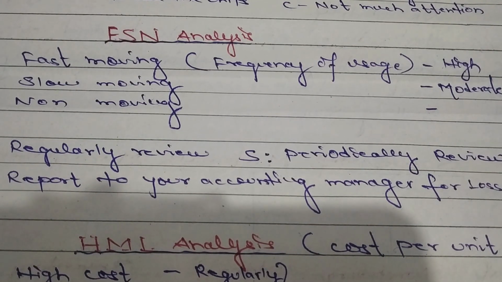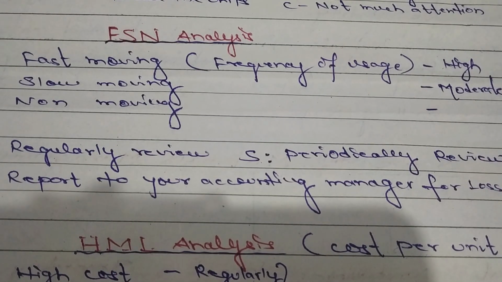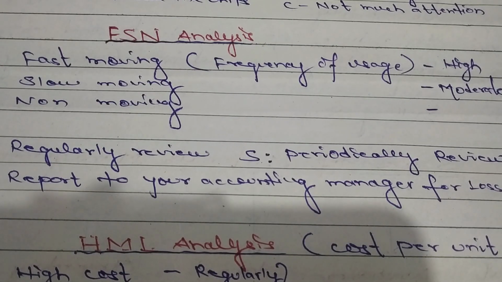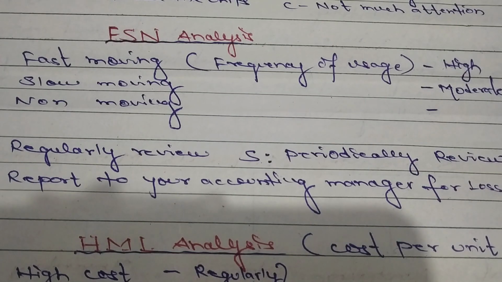And if it is non-moving, then you can directly report to your accounting manager for loss or for disposal. You have to dispose of that material because it has no use, or the particular product is obsolete. You have to dispose of that particular raw material or components. So this is the way we can control the inventory on the basis of frequency of usage.